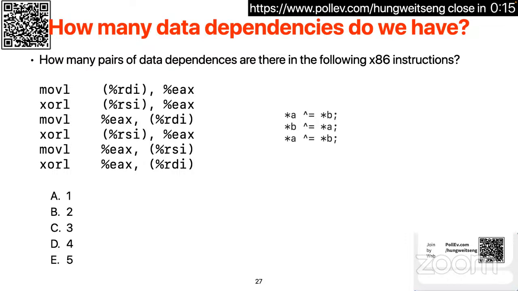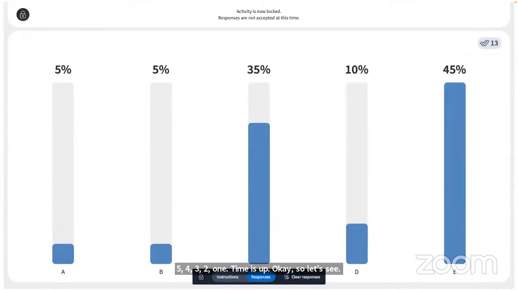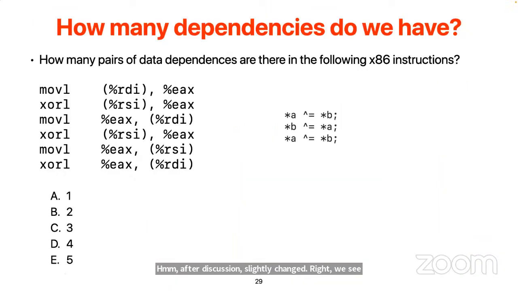All right, let's wrap up in 15 seconds. Five, four, three, two, one. Time is up. Okay, so let's see. After discussion, slightly changed, right? We see the distribution is moving toward E. Looks like after discussion, when you union your answers, you feel like, okay, my three is different from other people's three, right? So we put everything together.